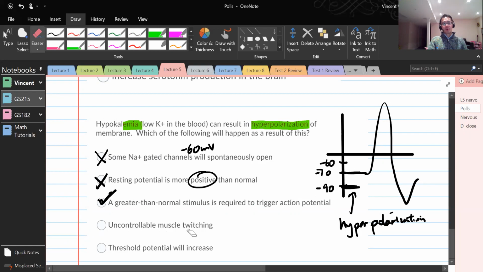Okay, uncontrollable muscle twitching, that's the opposite of what I said, right? It's high potassium. Threshold potential will not change. The threshold is always minus 60. Okay, it doesn't matter if you're high potassium, low potassium, it will not change. So the answer that you will choose is C.